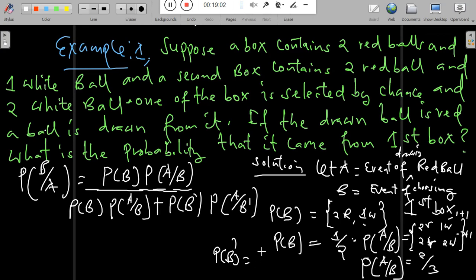So let's find the complement, the B complement. In order to find the probability of B complement, you take 1 minus the probability of B. We normally consider that the probability of a complement is equal to 1 minus the probability of B. So when you take 1 minus the probability of B, which is a half, what remains is a half. So the probability of B complement is equal to half.